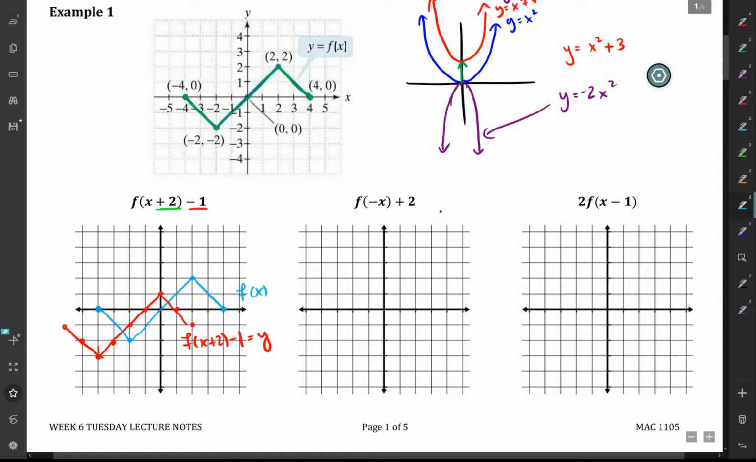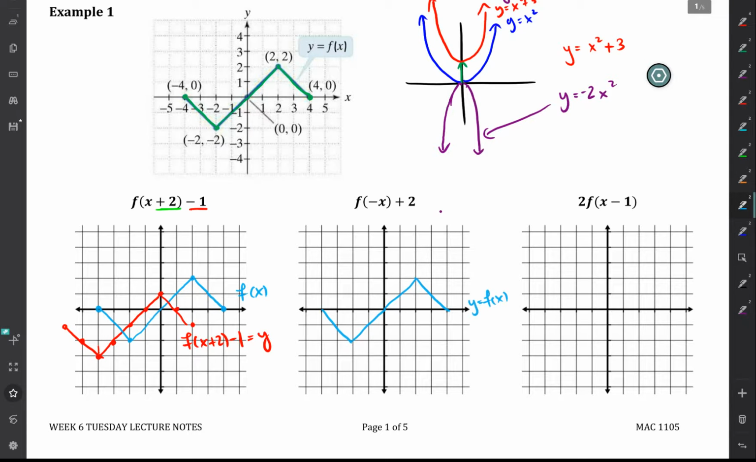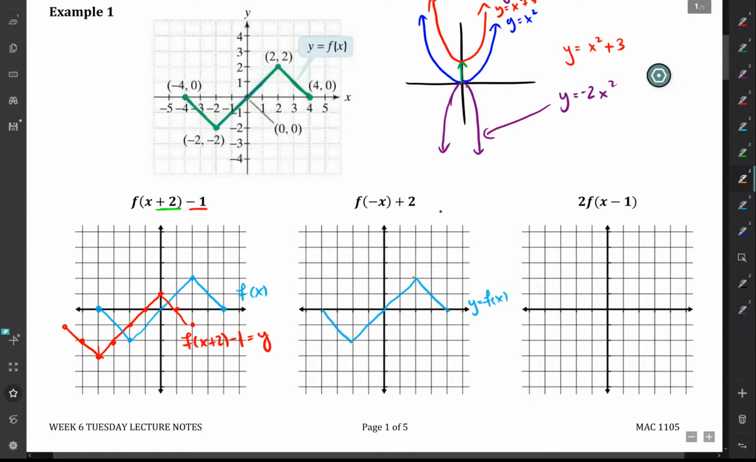Okay. Now again, in the next graph, I'll draw f of x, which looks something like this. So that's y equals f of x. And now we want to do f of negative x plus 2. Well, the negative sign being inside of the parentheses means we're going to reflect across the y-axis. So we're going to be taking this point and graphing it over here. So it's going to give us the mirror image across the y-axis. So that's this point here, that point there.